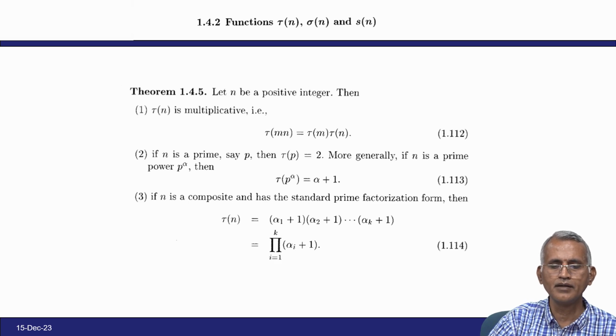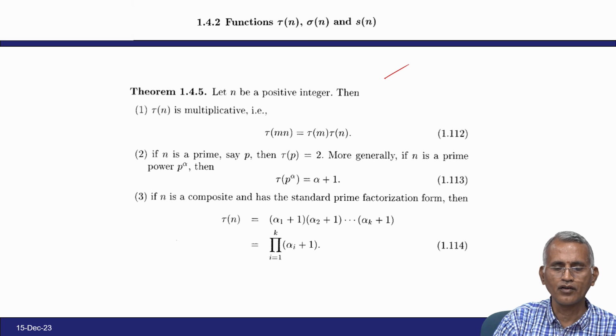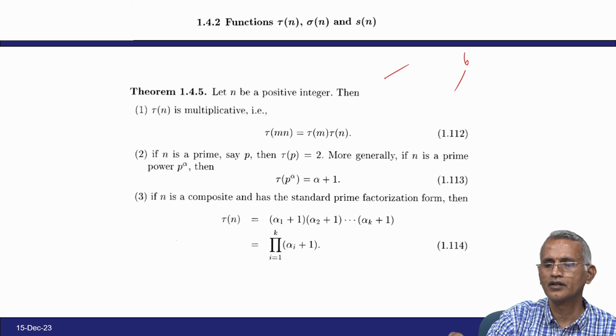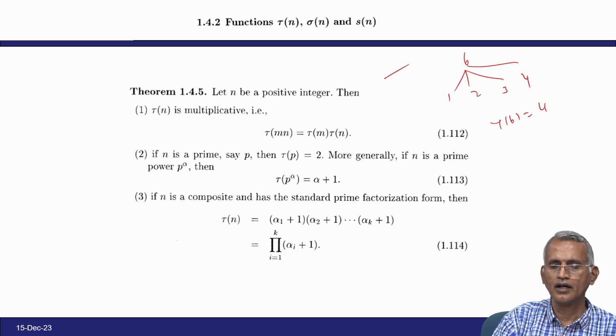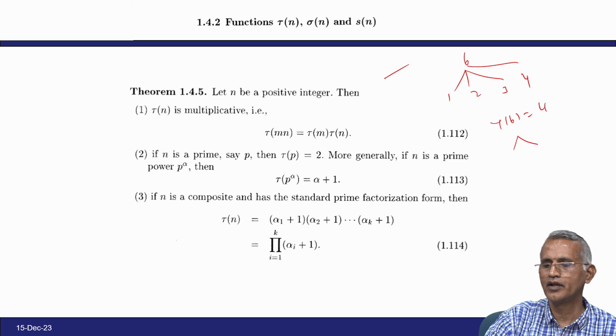Next, let n be a positive integer, then tau of n is also multiplicative. Tau of n counts all the divisors of n. We already took 6: what are all the divisors of 6? 1, 2, 3, and 6, totally 4, so tau of 6 is equal to 4, right. And then now we take 3.